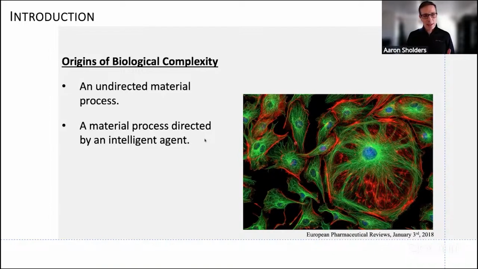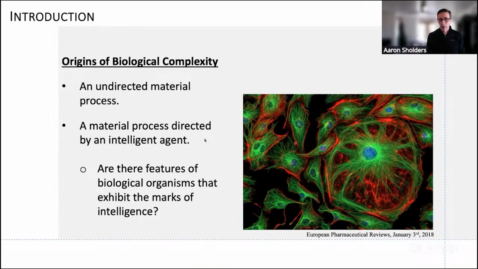Okay, and it is this second part that I want to spend some time thinking about. If it is true that there's an intelligent agent or an engineer behind biological complexities and their origins, then we should be able to detect that. We should be able to recognize and see the marks of that engineering. And we're going to address this question in the first part of my talk: are there features of a biological organism that exhibit the marks of intelligence?